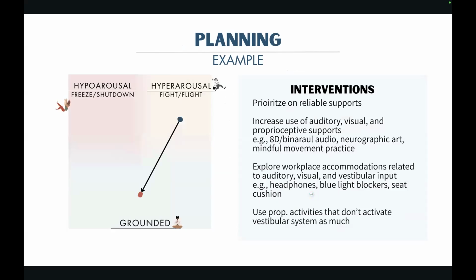And then what we're going to do. So what I'm getting from this is that we're not at highest capacity right now, so we're going to prioritize and start with reliable supports and trusted tools. Then we want to focus on the systems that we know are affecting them more. They seem more aware of auditory, visual, and proprioceptive pleasant input, so we're going to focus on that. And how can we get more of that?